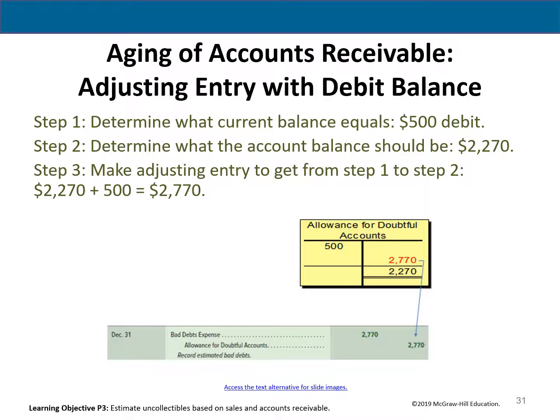So what happens this year? Well, we need that allowance for doubtful accounts to be at $2,270. So we will credit the allowance for doubtful accounts $2,770, even more than we came up with in our estimate, right? And debit bad debt expense. And it makes up for that $500 difference.